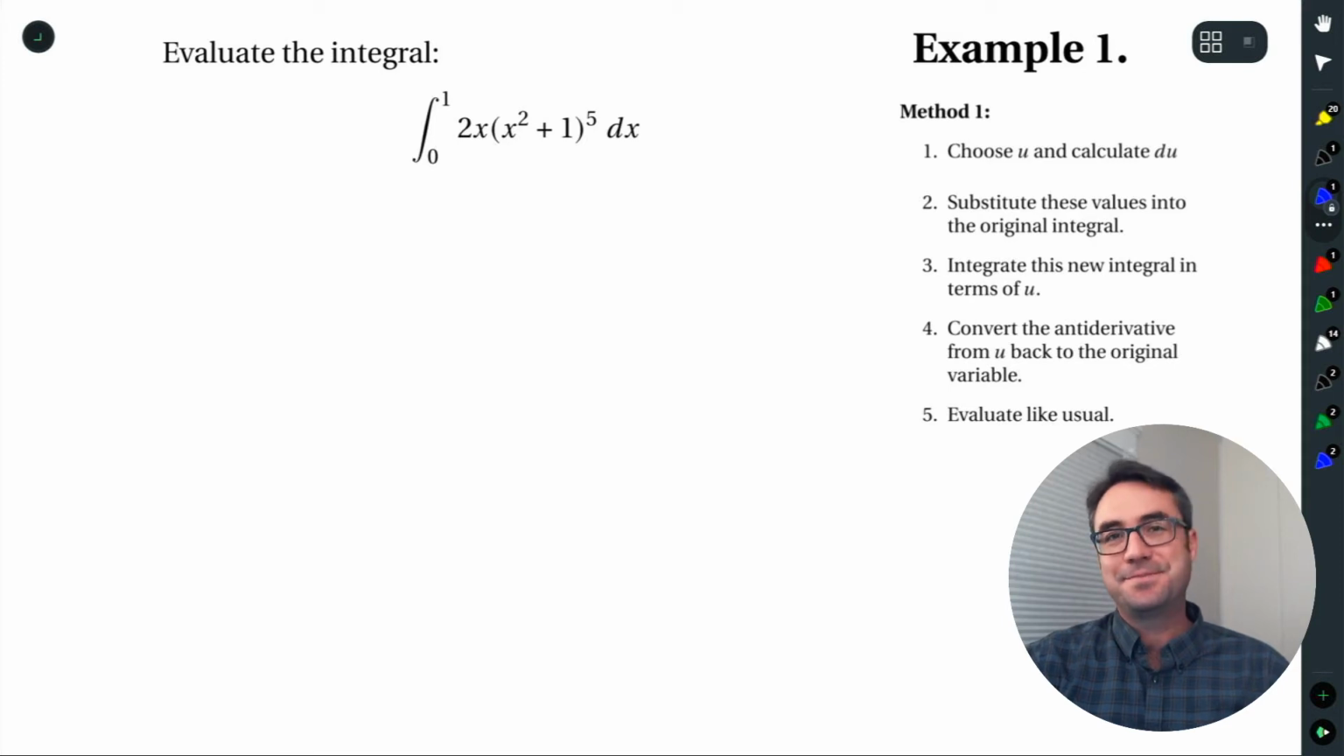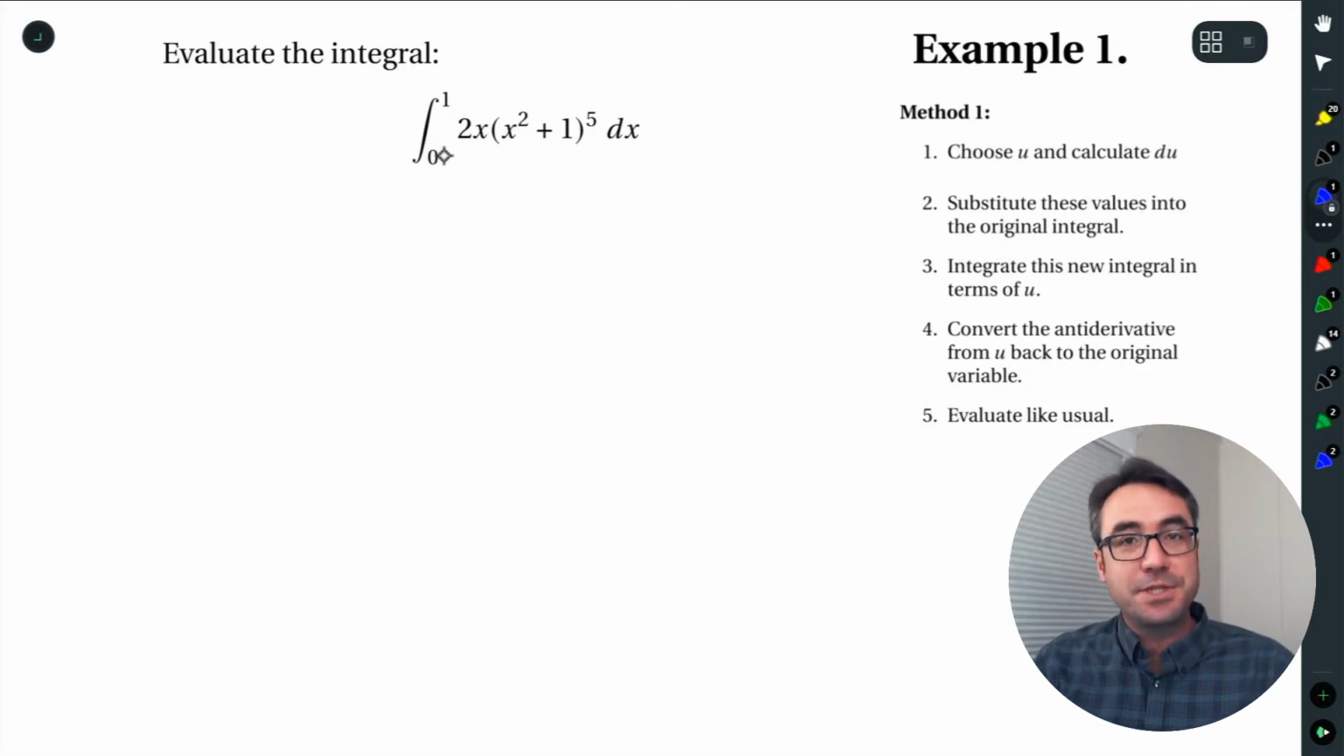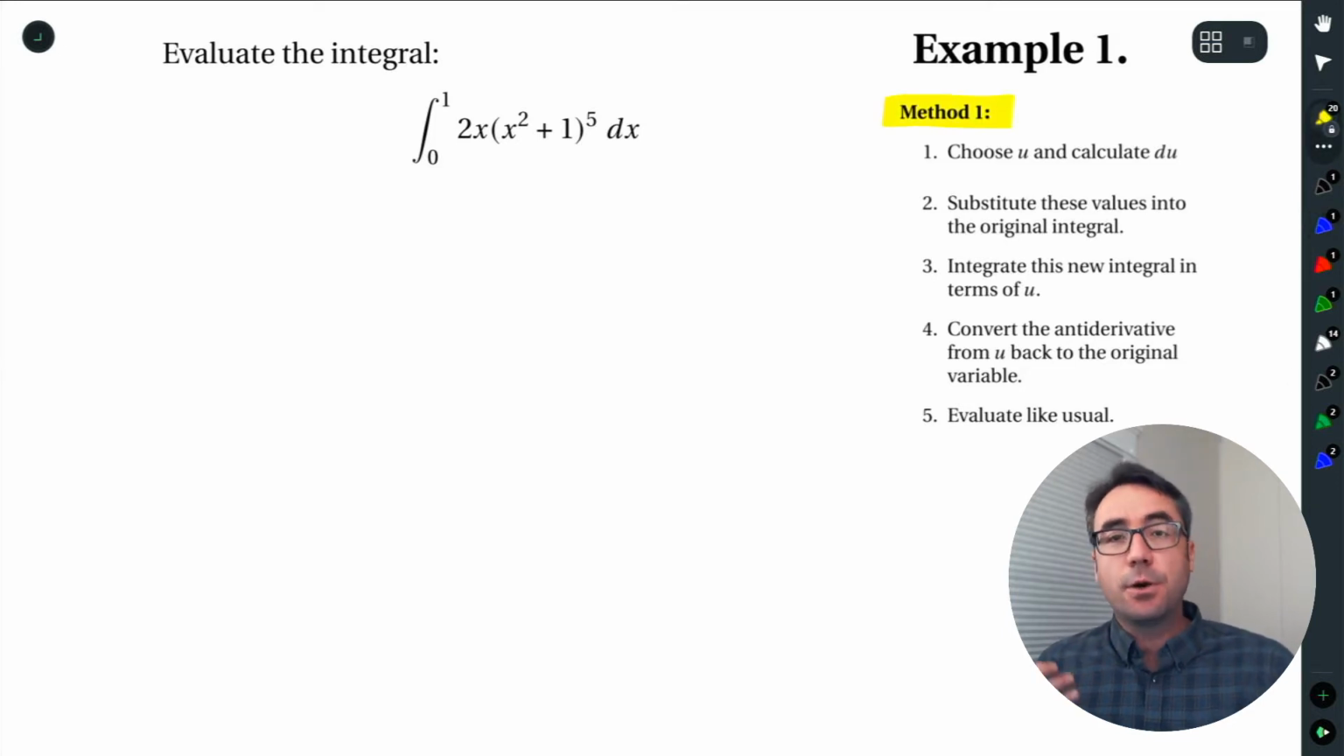Our first example. Let's take a look. So we're going to calculate this definite integral, the integral from 0 to 1 of 2x times (x squared plus 1) raised to the power 5. We're integrating with respect to x. And for this example, we're going to try method 1. Basically, we're going to go through the substitution rule process just like we normally would. Then the very last step, once we have our antiderivative back in terms of x, we'll go through the evaluation. All right, so let's see how this looks.